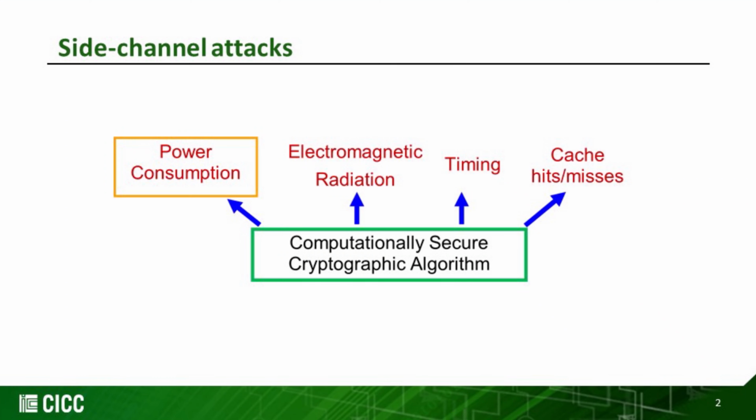Computationally secure cryptographic algorithms, when implemented on a physical platform, leak critical information in the form of power consumption, electromagnetic radiation, timing, cache hits and misses, and so on, leading to side channel attacks. In this work, we will focus on power consumption based side channel attacks.